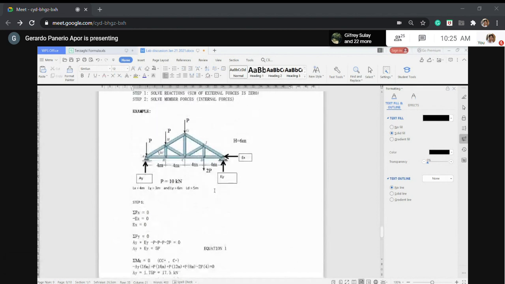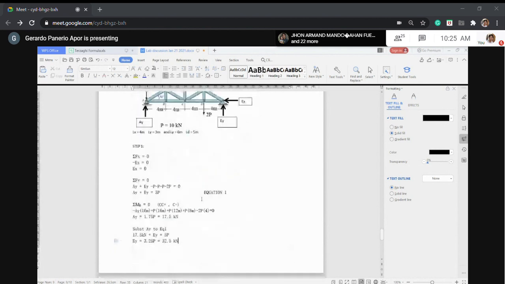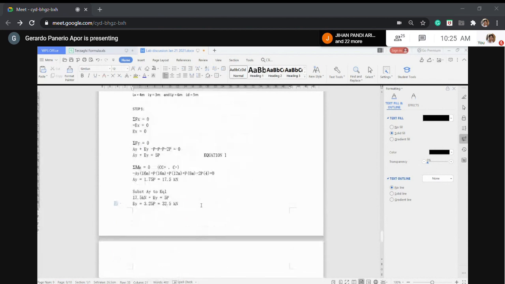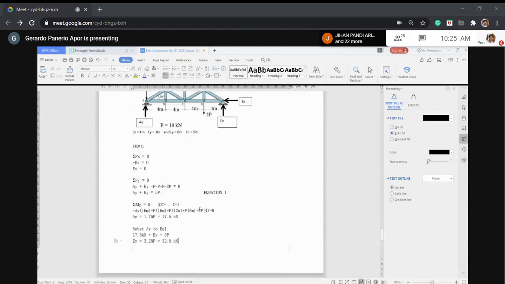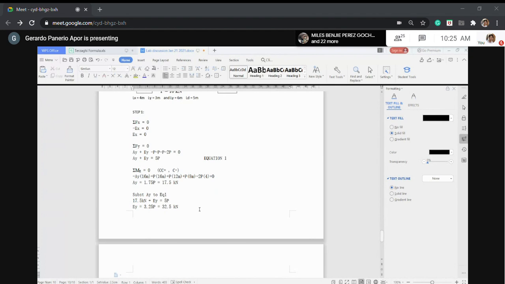Now we are ready for step 2, but I think we don't have time anymore. So basically, this is our discussion for this morning. It's about trusses, and what I have discussed is not very difficult, no? I just introduced to you what trusses are and the method of joints. We will continue this next time, and I'll just give you an assignment.